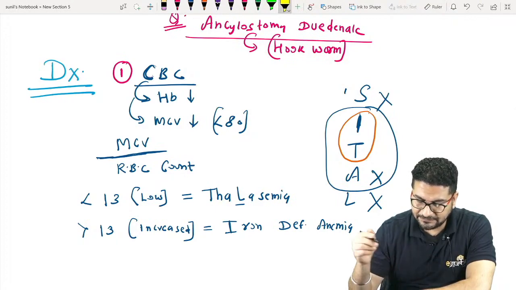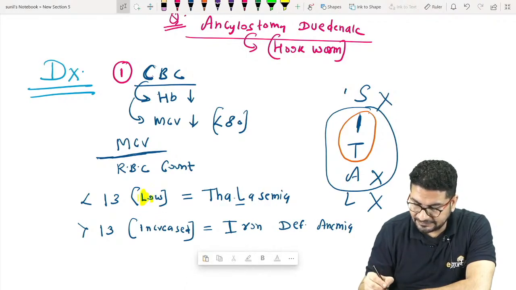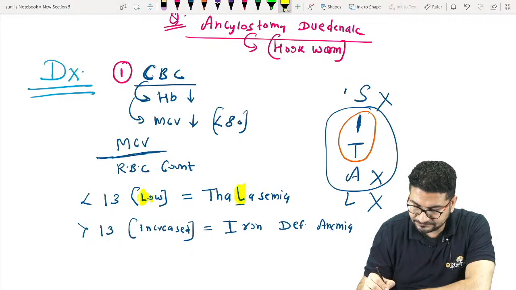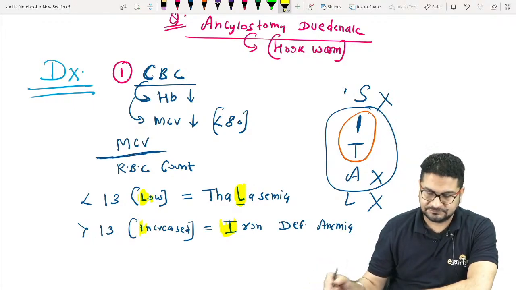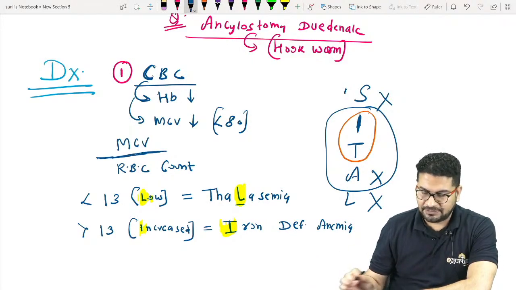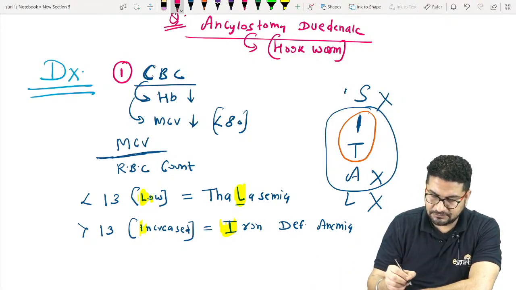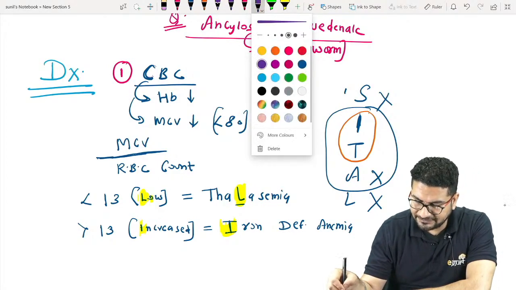So understand this. L for low, so thalassemia has the L, and I for increased, I for iron deficiency anemia. So what you can notice, this is what I just told you now. We call this the Mentzer index.